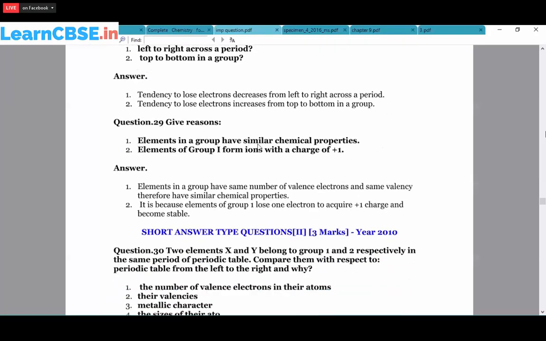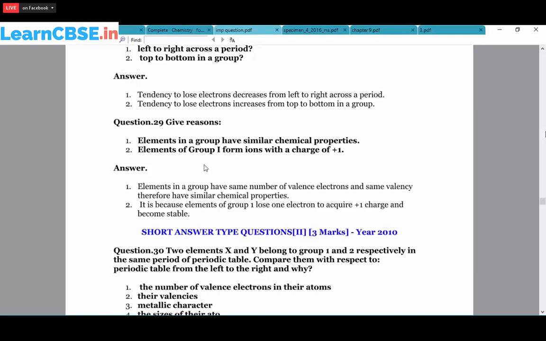Elements in a group have similar chemical properties. Yes, because in a group, all elements are having the same number of electrons in the outermost shell, so they will show the same kind of chemical properties. Elements of group 1 form ions with the charge of 1. Yes, because group 1 indicates that there is only one electron present in the outermost shell. So if it loses that one electron, it will acquire a charge of positive 1 and it becomes more stable.